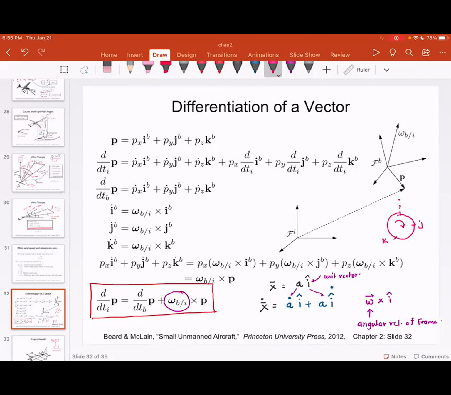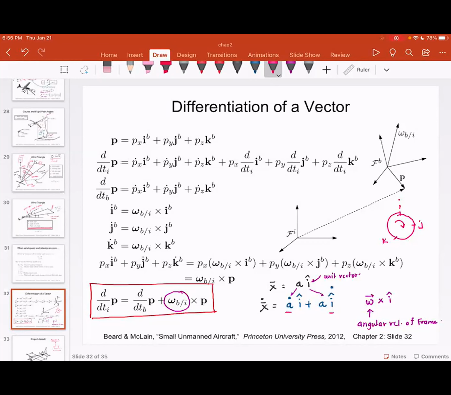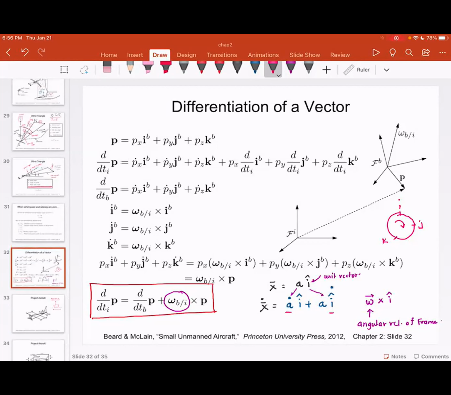If you want to differentiate a vector, you will have to differentiate the magnitude of the vector, and then you have to differentiate the vector itself. Imagine if I is fixed, in that case, I dot is 0. But when we look at aircraft, usually the unit vector, unless it's an inertial frame, is not fixed. So we will have to take the derivative of the unit vector itself. This is the differentiation of a vector, and that will be useful in the next few classes. In the next class, I will take an example of differentiation of a vector to find the velocities.